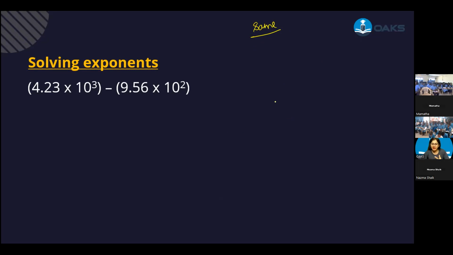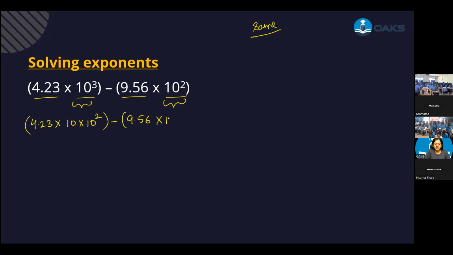Now, school 1, just try to cope up. Here we have 4.23 into 10 raised to power 3, and the other number is 9.56 into 10 raised to power 2. We cannot add these numbers because the exponents here are not same. So there are two methods. Either we make this one 10 raised to power 3 or we make this one 10 raised to power 2. Let's do the easy method. We have 4.23. Let's take out 10 from 10 cube and leave 10 square. Now minus 9.56 into 10 square.